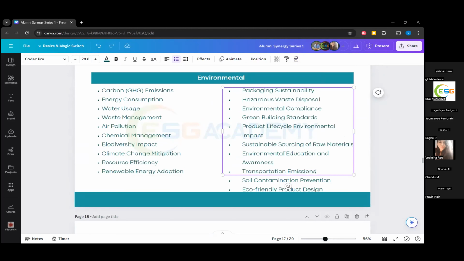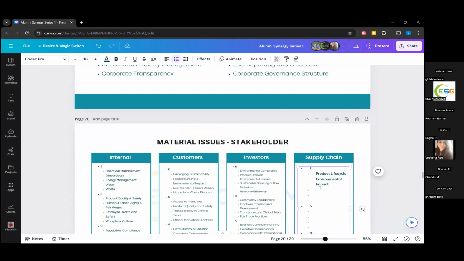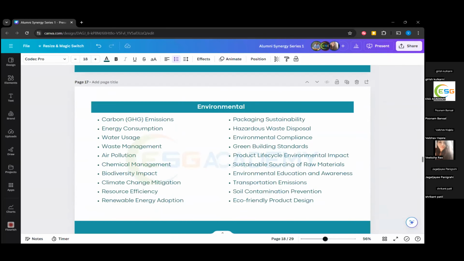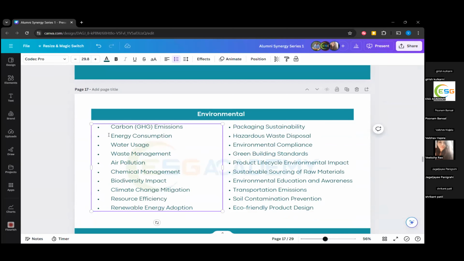So probably one is packaging sustainability. Packaging sustainability also there, right. Environmental audit is something which we can think of which is not there. Environmental audit is also important from this perspective. Resource efficiency, right. Bala, I think I just split up that point into many points. The energy consumption, if I may say so.